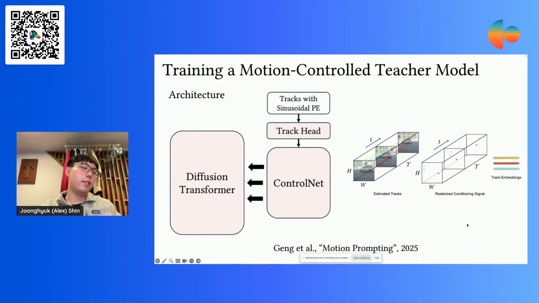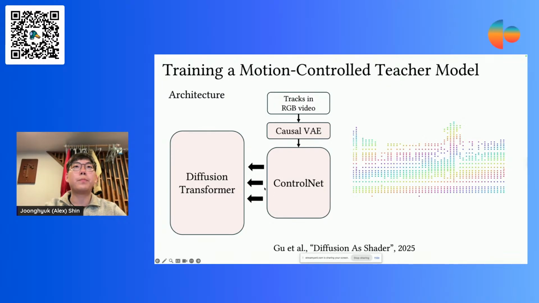And then let's take a look at the architecture. A lot of you will be familiar with ControlNets. What motion prompting did is they first assigned a track with a sinusoidal embedding. You can think of it as an identifier for each point trajectory, so that the point trajectory maintains its identity throughout the generation period. Then they send it through a track head, a ControlNet, and that's conditioned to the main diffusion transformer.